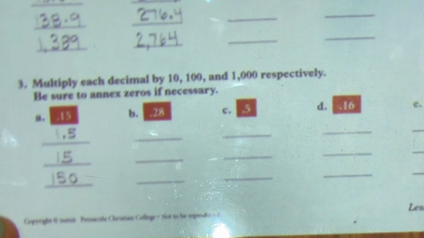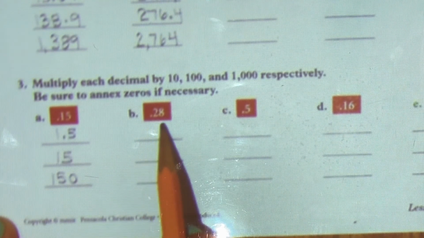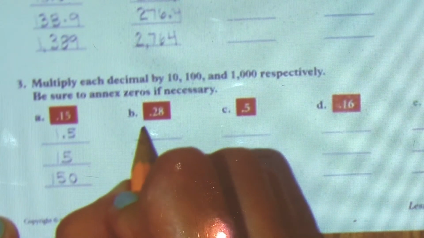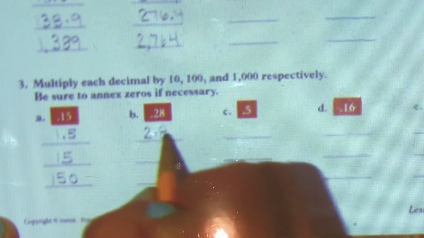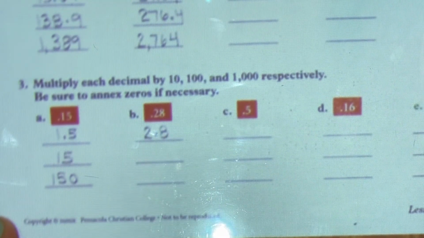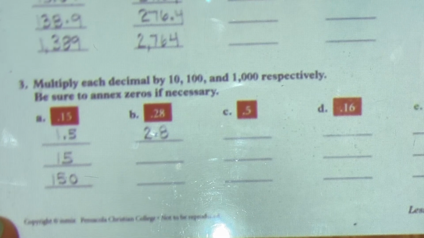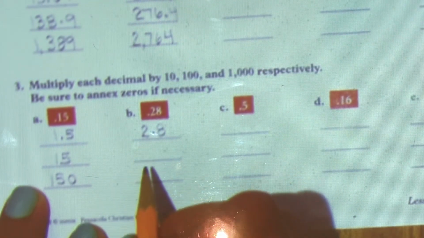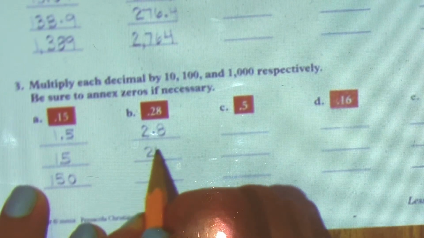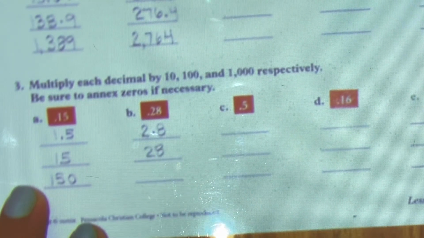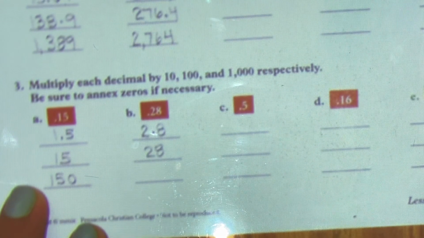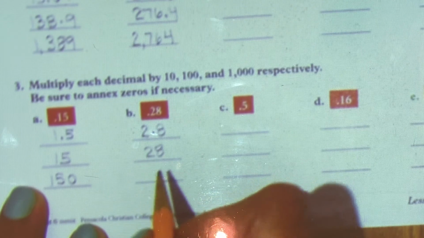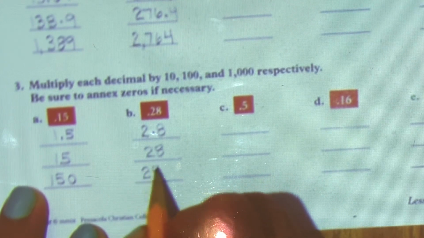Okay? Letter B, 0.28 times 10, I'm moving the decimal point one place to the right, and that's going to be 2.8. 0.28 times 100, I'm moving the decimal point two places to the right, that's going to be 28. And 0.28 times 1000, I'm moving the decimal point three places to the right, and that's going to become 280.